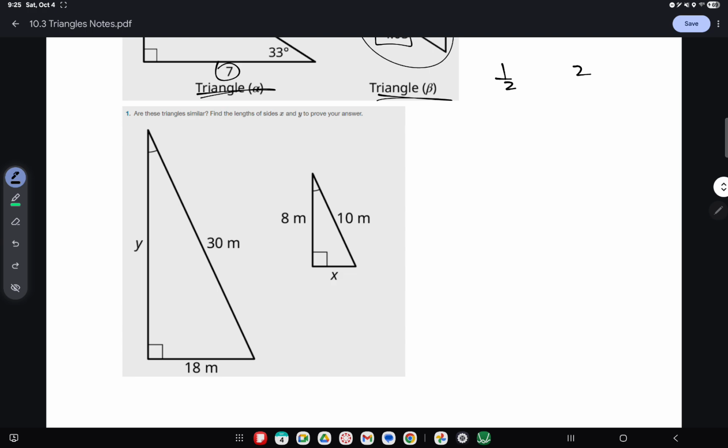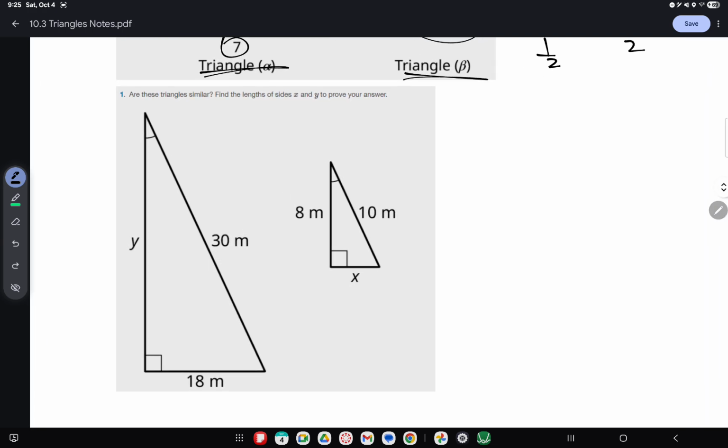All right, are these triangles similar? Find the lengths of the sides to prove your answer.